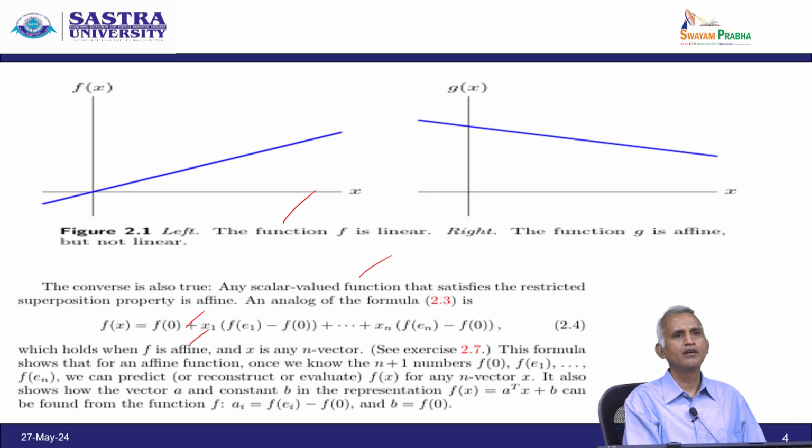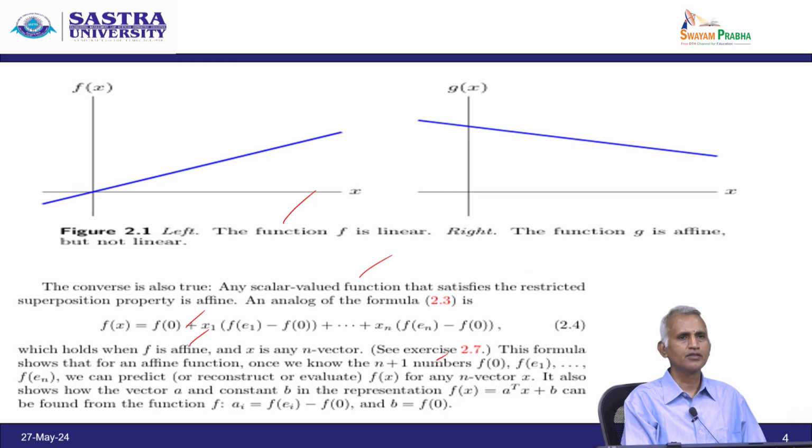So, this formula shows that for an affine function, once we know the n plus 1 numbers, that is f of 0, f of e1 and so on up to f of en, we can predict or reconstruct or evaluate f of x for any n vector x.